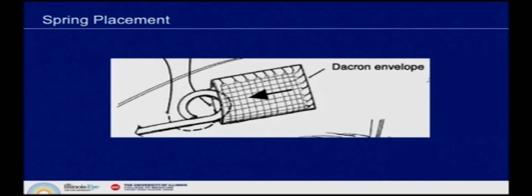One of the complications historically had been migration and exposure of the implant, but that has been ameliorated by placing the lower arm into a Dacron envelope and suturing that envelope to the tarsus, and that prevents the extrusion of the device.